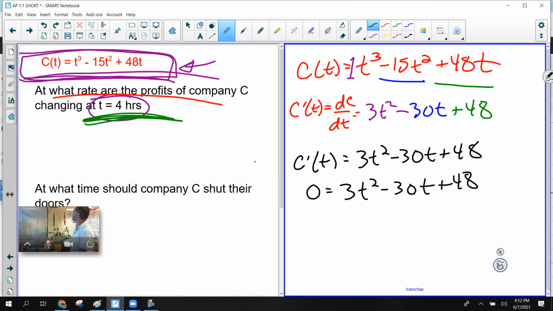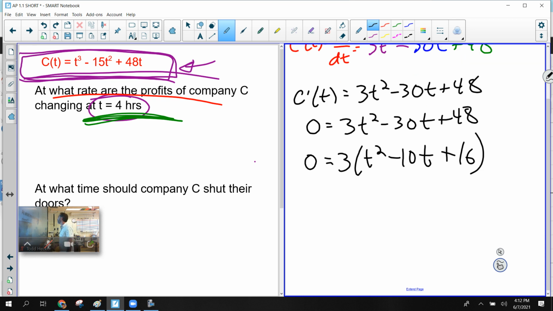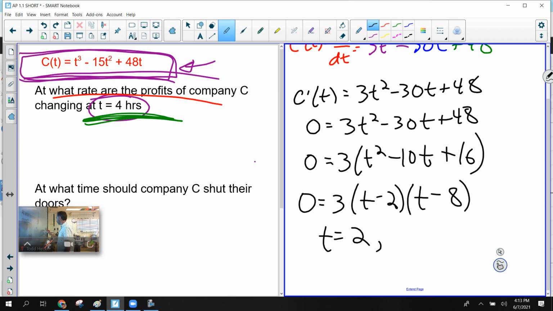I'm going to go old school. I'm going to factor this mess. Oh, look, everything's divisible by 3. Oh, now I've just got a regular old quadratic, right? Let's see. What adds up to 10 and multiplies to give 16? Oh, 2 and 8. So this is 3 times (t minus 2) times (t minus 8), right? If you FOIL that out, it gives you the same thing. Oh, and since it equals 0, that means either t is 2 or t is 8. So one of those has to be our max. One of them has to be our minimum.